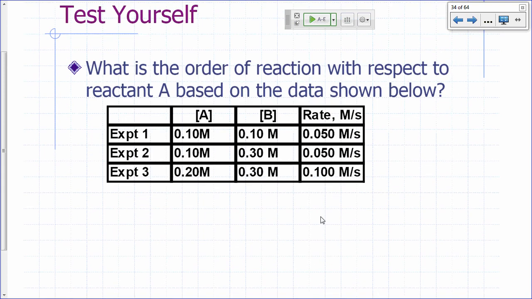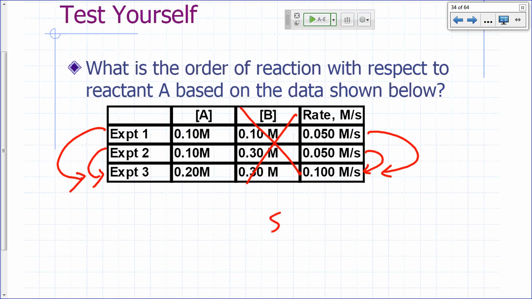Same data. What's the order of the reaction with respect to A now? So we've already seen that B doesn't matter, right? We can ignore that. Can we just eyeball this and see what the effect of A is on the reaction? If I doubled my A, what happens to my rate? It doubles. Okay, experiment 1 and experiment 3, 0.1 to 0.2. I doubled my A, what happens to my rate? So what's the order of the reaction with respect to A? First order.